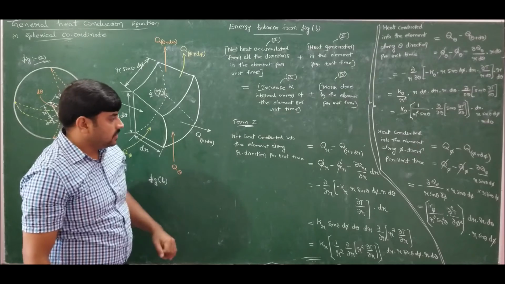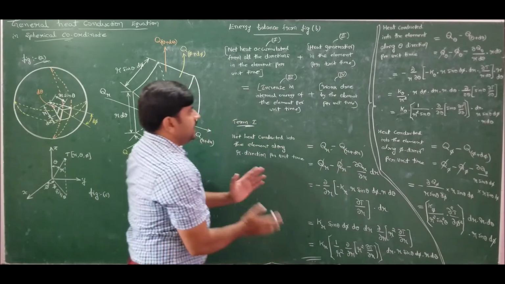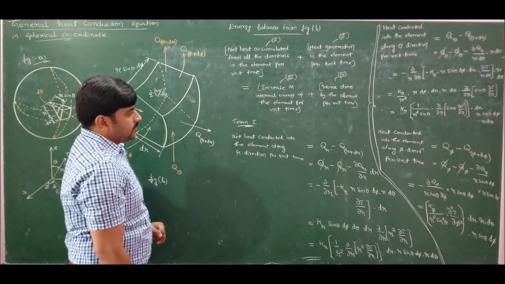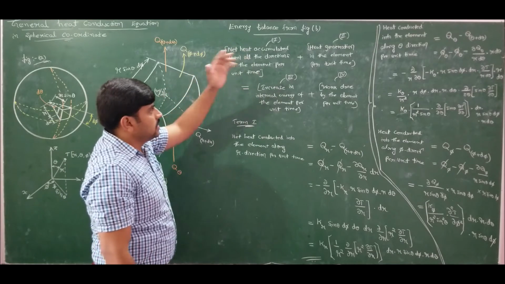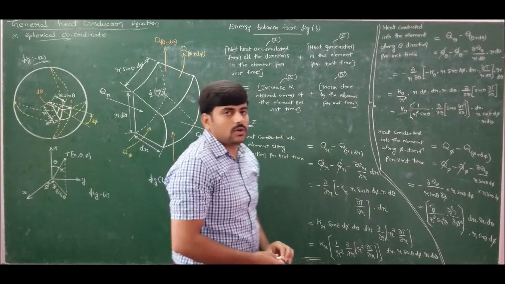Now if I add these three terms, I will get the net heat accumulated due to conduction from all three directions per unit time. So we are done with the first term. Next I will go for the second, third and fourth, thereby we can determine the general heat conduction equation in spherical coordinates.